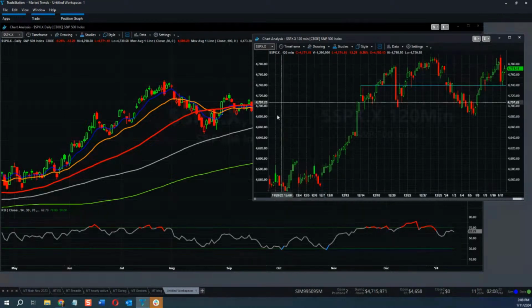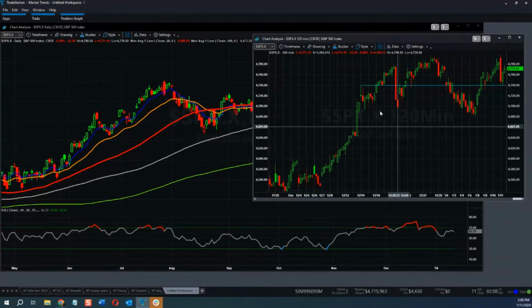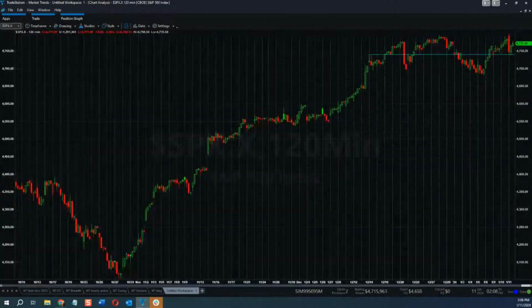I have this set for 2-hour bars, 120 minutes. This is the S&P, an intraday chart. Let's bring this up on a full screen. But I want to point out something else here.